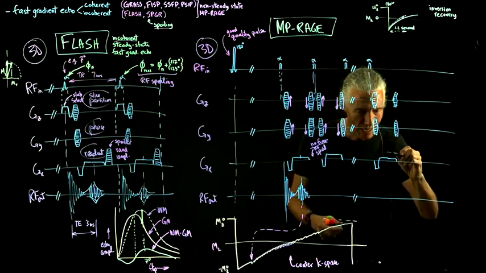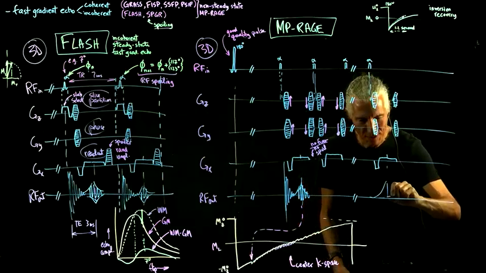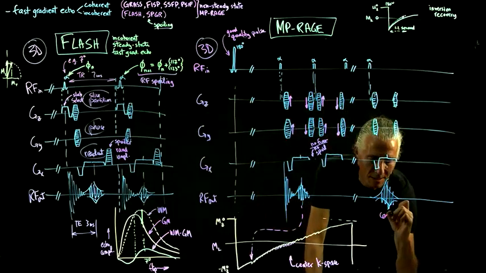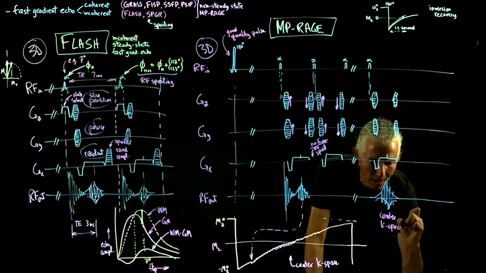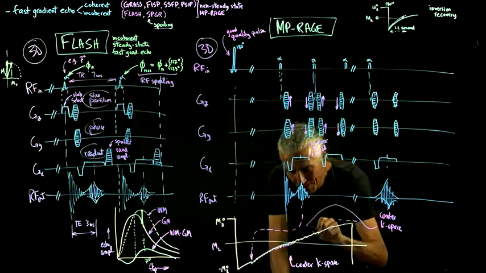And so say this guy is the center of k-space. So this is a nice big echo for the center of k-space. So that guy, center of k-space, where does that guy go? So that guy goes right there.